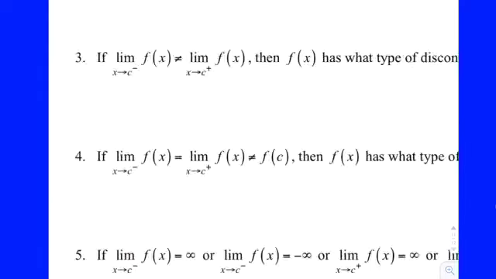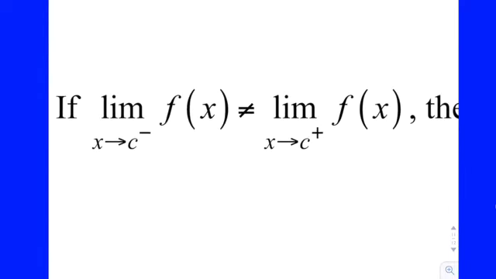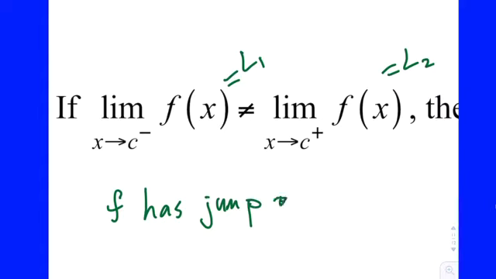Okay, how about this? If the limit from the left of c does not equal the limit from the right of c, let's say that they both exist. One is equal to L1 and one is equal to L2. So they're not infinite, okay? They're coming into two different y values. Then what can we say about the function there? It's not continuous, and what type is it? f has a jump discontinuity at x equals c. Remember, it's a non-removable jump discontinuity. So it doesn't matter if the function value exists or not. If the two one-sided limits are coming into two different y values, f has a non-removable jump at x equals c.